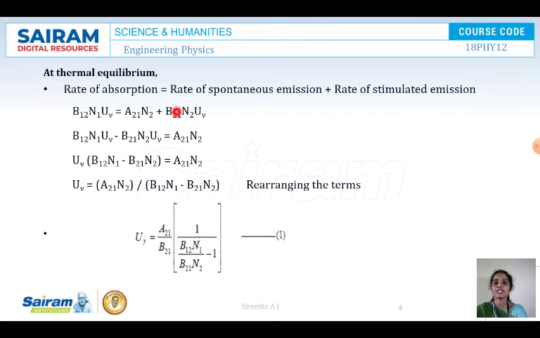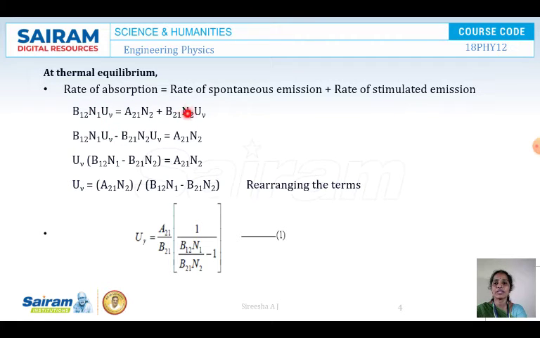B is here because it requires an external source of energy. It is A because it doesn't require any external source. Here B12 requires an external source of energy U nu. Therefore, whenever an external source of energy is given, B is used. When there is no external source of energy, A is taken. So this is the equation we have framed.